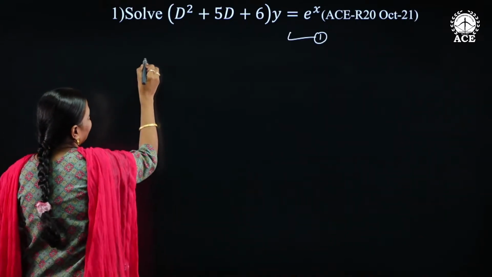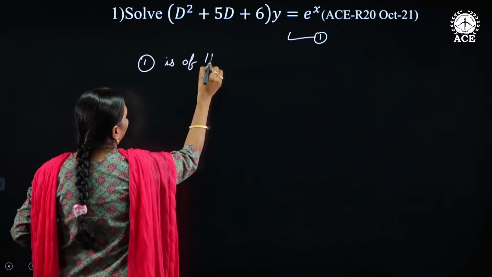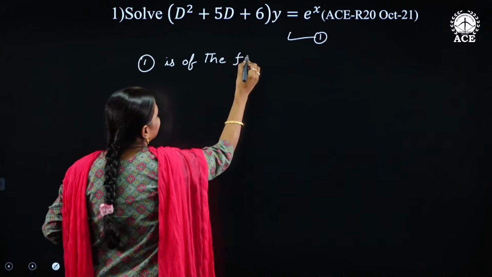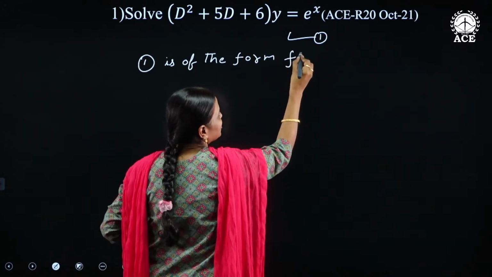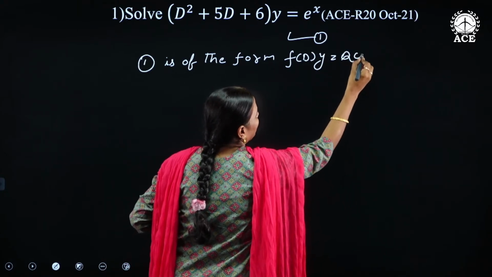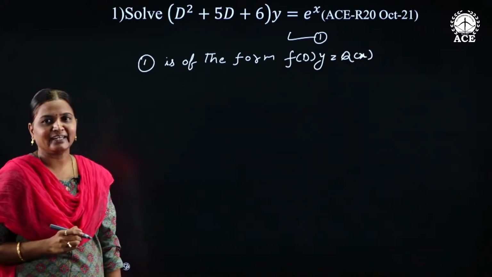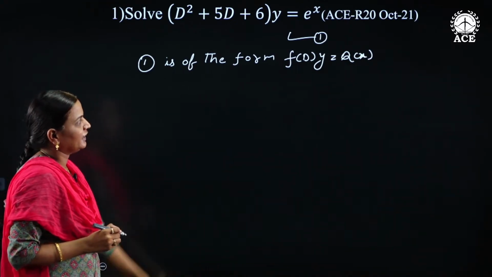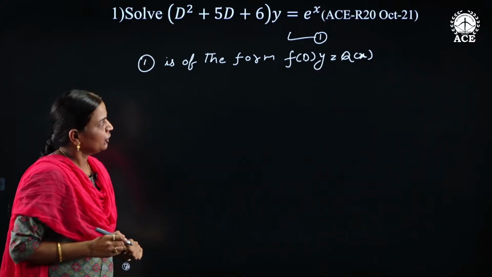Equation 1 is of the form, what is the standard form of the non-homogeneous equation? F(D) y = Q(x). Observe clearly, in the given differential equation the RHS is non-zero. So the standard form is F(D) y = Q(x).